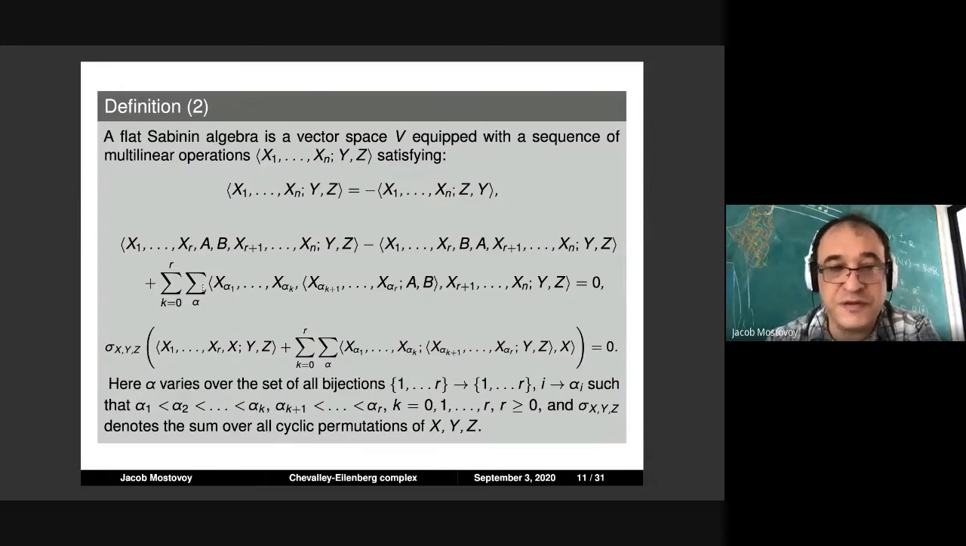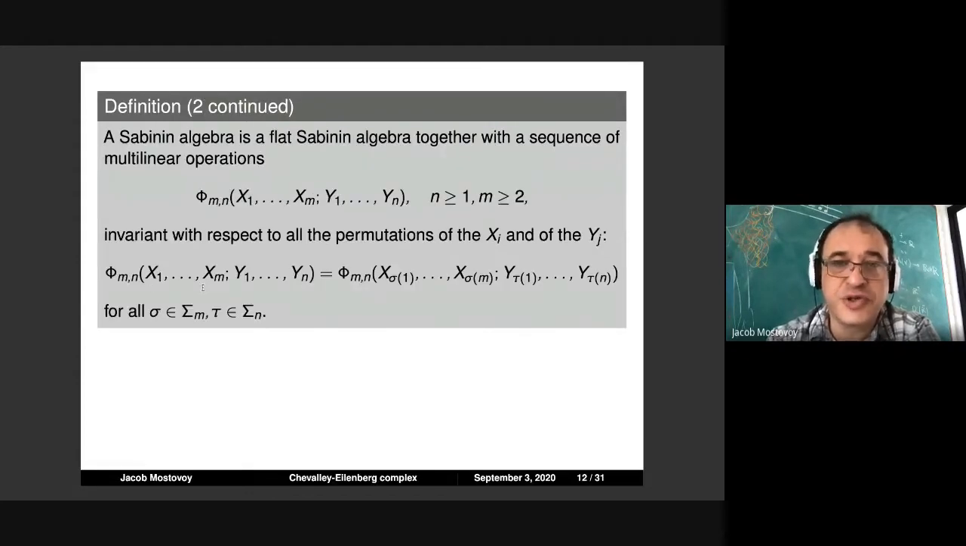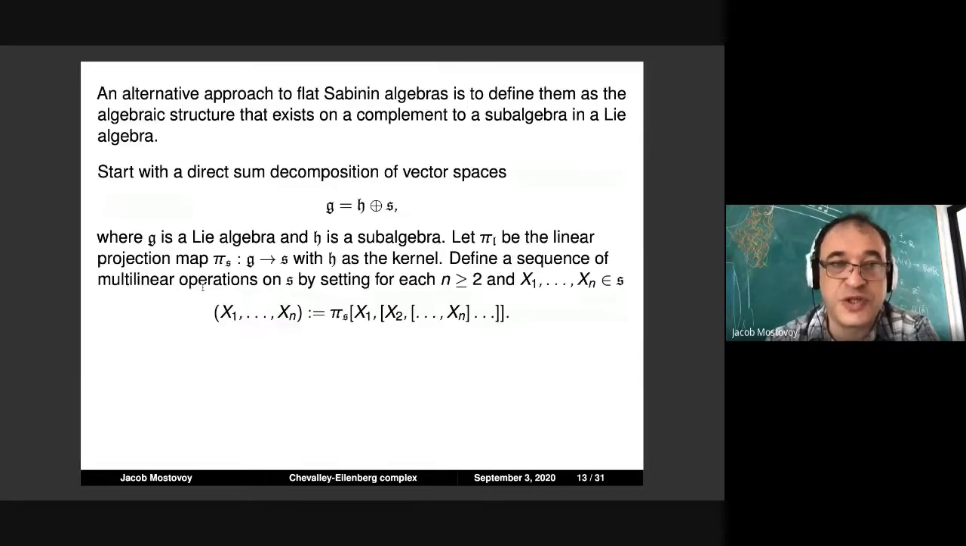So this is only half of the definition. This is a flat Sabinin algebra. And the general Sabinin algebra is a flat Sabinin algebra together with another sequence of operations with two indices. Well, dreadful. I will speak about flat Sabinin algebras from now on, because this second operation really has no information in it. It's completely symmetric in all variables, so we can choose it arbitrarily somehow.